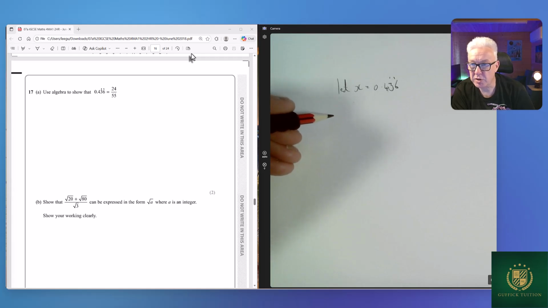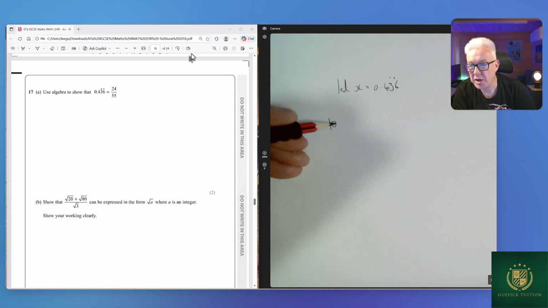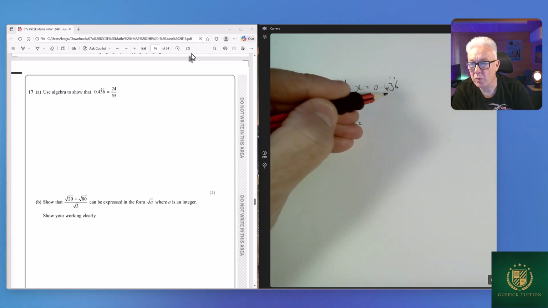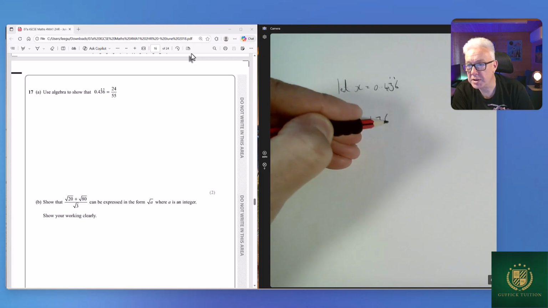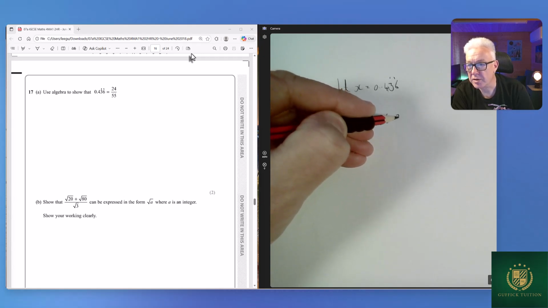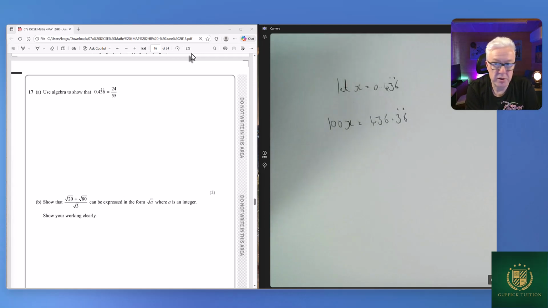So let's imagine what's going to work here. We've got 3 decimal places. So let's imagine I find out 1000x. The decimal point is going to go 1, 2, 3. So that would be 436.36 recurring. Okay, so 436.